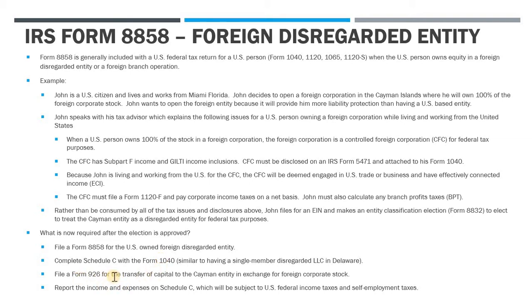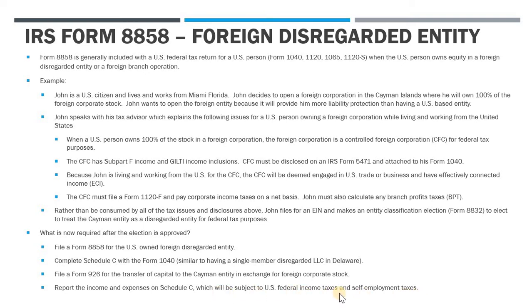He would file a Form 926 to show the transfer of cash and capital to the foreign entity in exchange for stock. And then again, like I said earlier, he's going to report all this income and expense on his Schedule C, and it's going to be recorded and subject to U.S. federal income taxes and self-employment taxes.